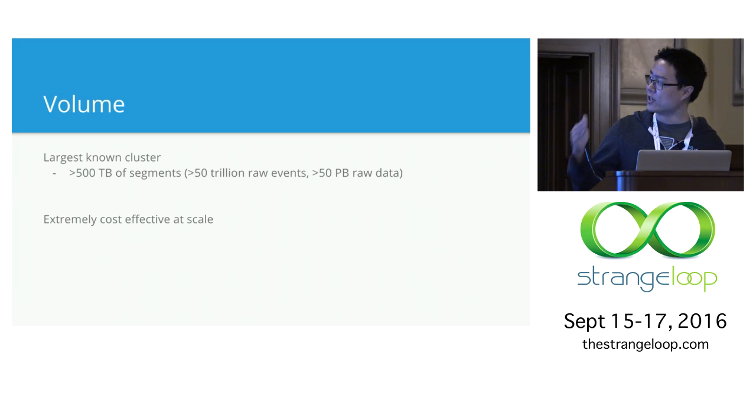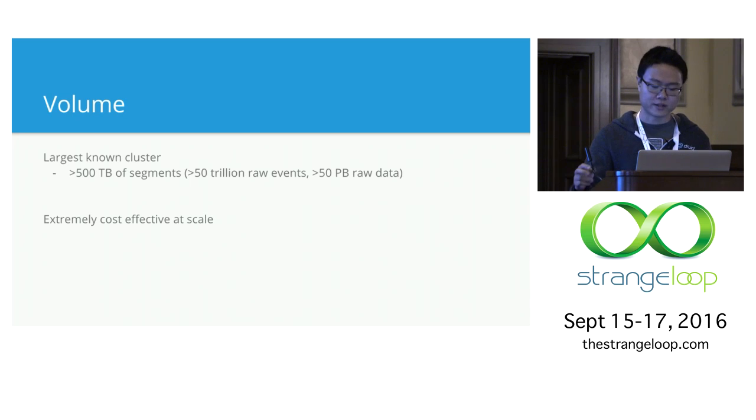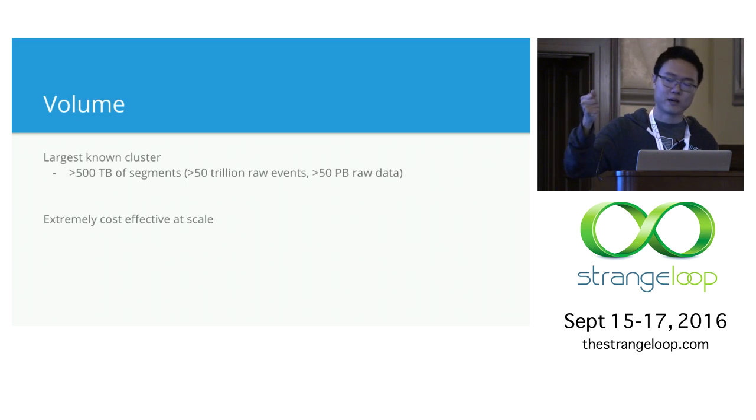The largest known cluster is serving, I think, close to 100 petabytes of raw data at this point, probably closer to 100 trillion raw events. And when you take these raw events and you summarize them and you compress them, it turns out to be about 500 terabytes or so of segments. And at this massive scale, I think Druid is a very cost-effective solution.